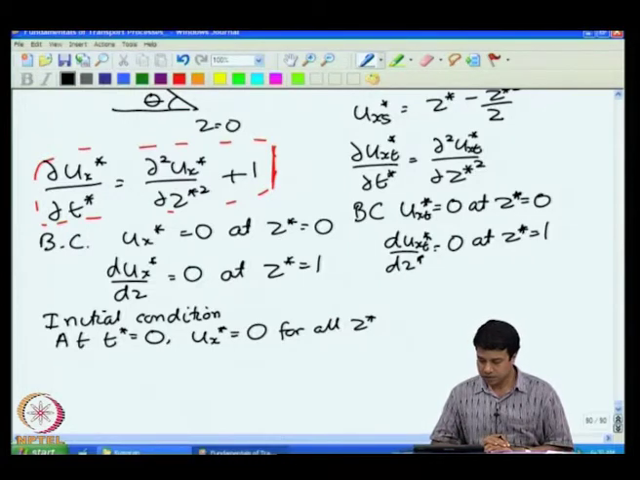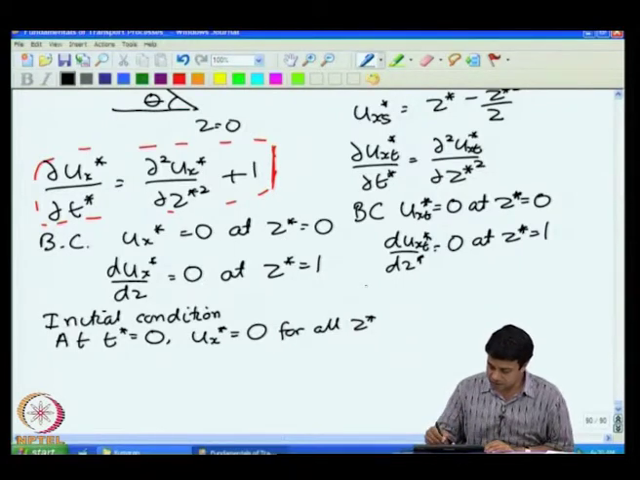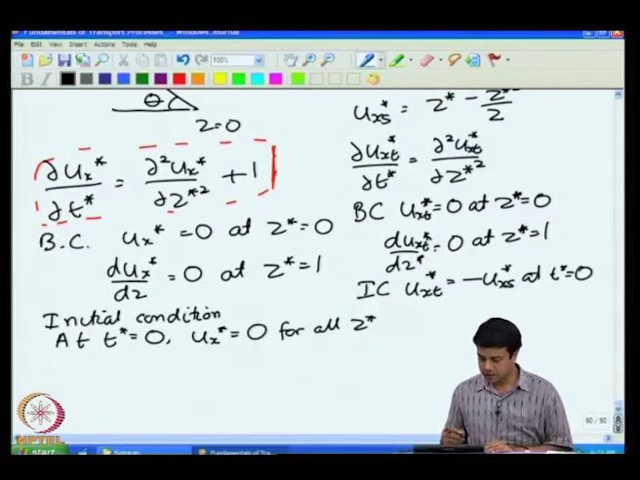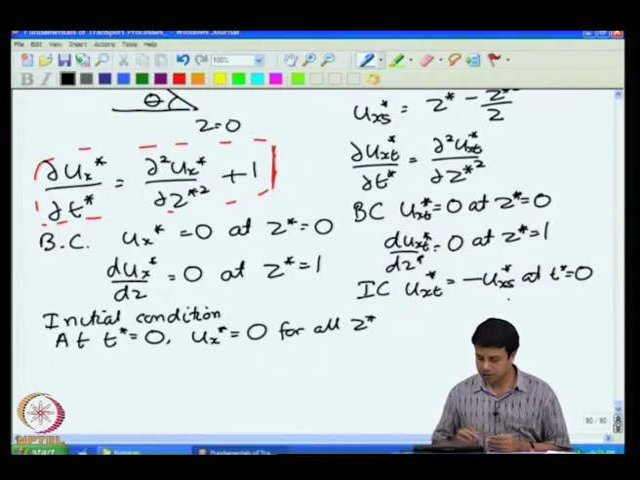However, the initial condition is different. Initial condition for the total velocity field is ux is equal to 0 for all z at t is equal to 0. The steady part, of course, is independent of time, it is the same at all times. Therefore, the initial condition for the transient part has to be ux transient is equal to minus ux steady at t equal to 0. Only if ux transient is equal to minus ux steady, the sum of the two will be equal to 0, which means that the total velocity ux will be equal to 0. So, one has to be careful while defining the initial and the boundary conditions.